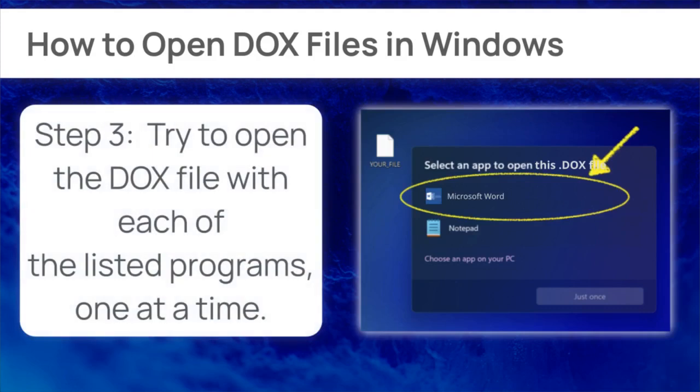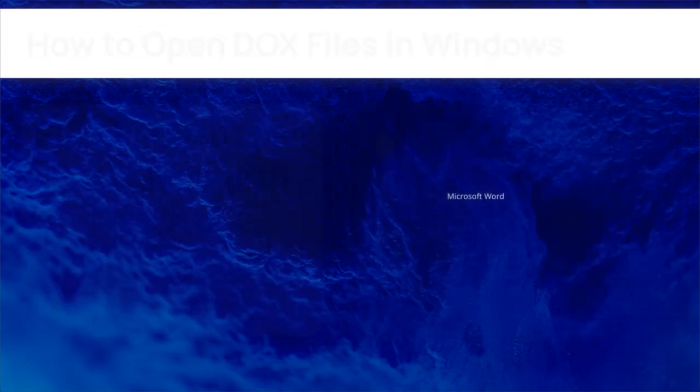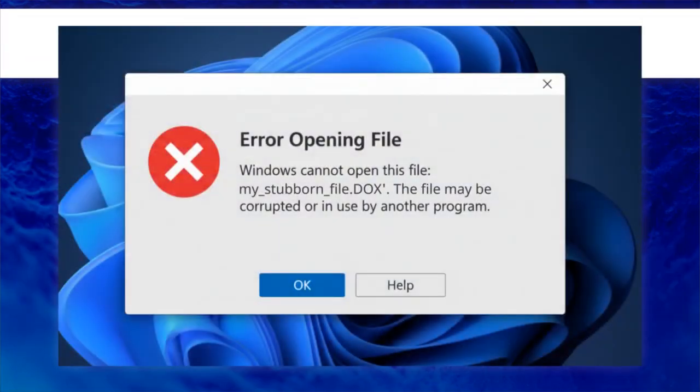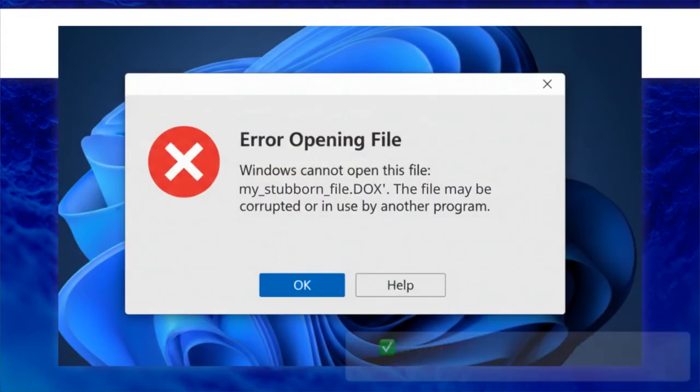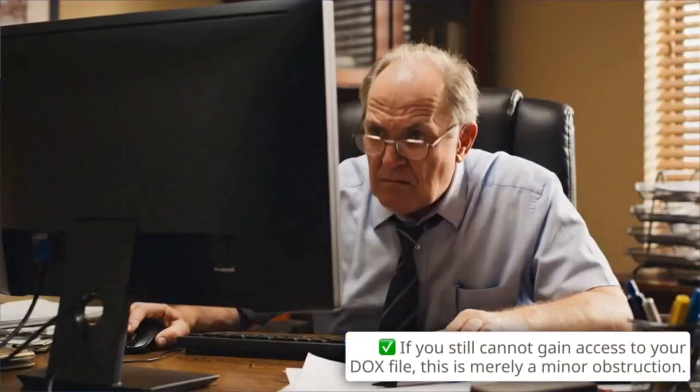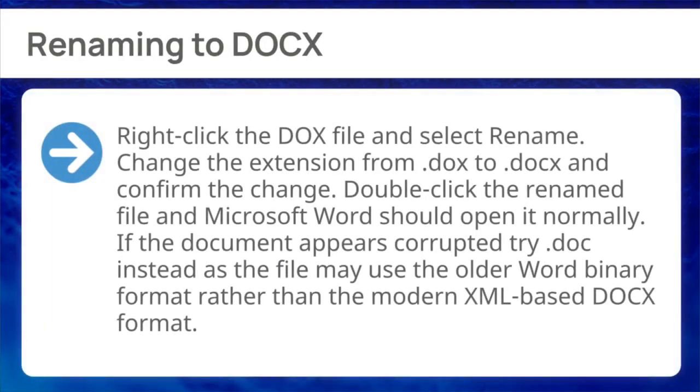We are searching for the correct file association. Since the file is so resistant, we need to turn to direct testing. Follow this list and test these failure points to see where the problem originates. First, renaming to DOCX. Right-click the DOX file and select Rename. Change the extension from DOX to DOCX and confirm the change. Double-click the renamed file and Microsoft Word should open it normally.